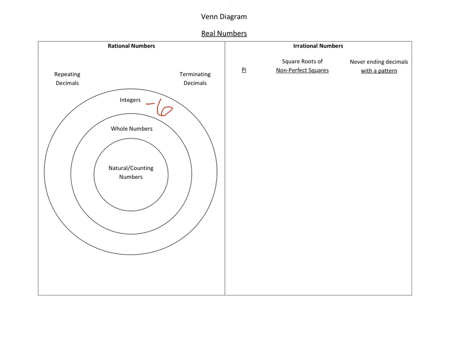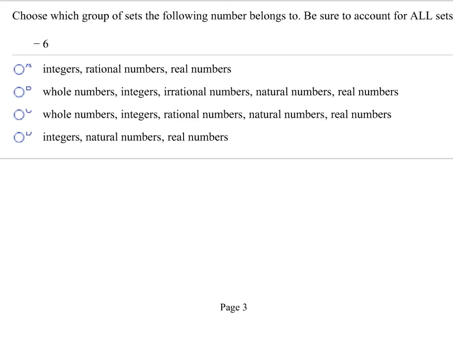It's not a whole number because it's negative. It's not a natural number because it's negative. So it's just an integer. It's -6. But because it's an integer, that makes it a rational number. And all rational numbers are also real numbers. So we want to choose the choice that says integer, real number, and rational number. So the correct choice is choice A here, integer, rational number, and real number.